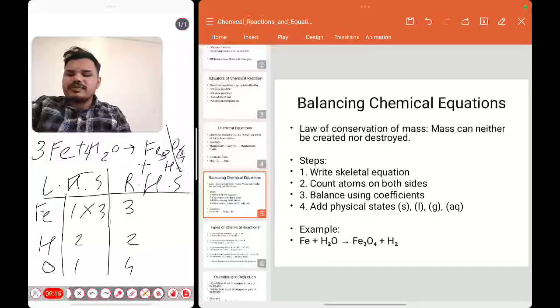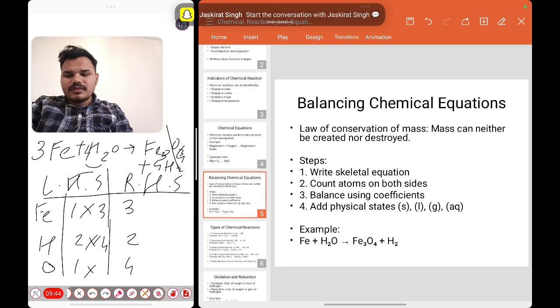Now the hydrogen becomes 4 times 2, which is 8, so we have to balance it again. Here we write 4 in front of the H2, and you will get the required equation. In this way you can now check it. The hydrogen becomes 4 times 2, that is 8, and the oxygen again is 4.